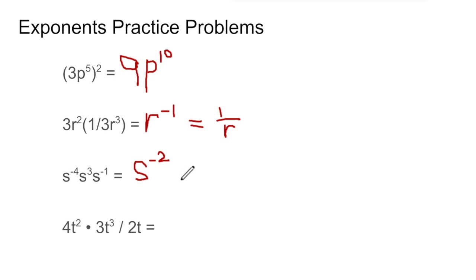And that's the same thing as what? The negative exponent rule tells us that this is the same as what? 1 over s squared, right? So it's the same as 1 over s squared. You could express it either way.